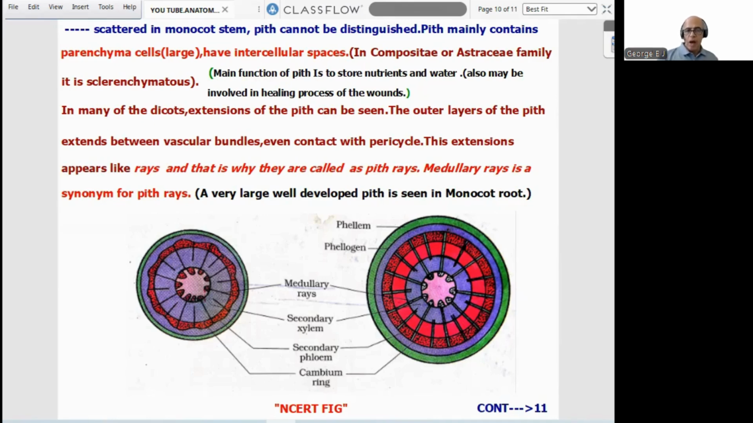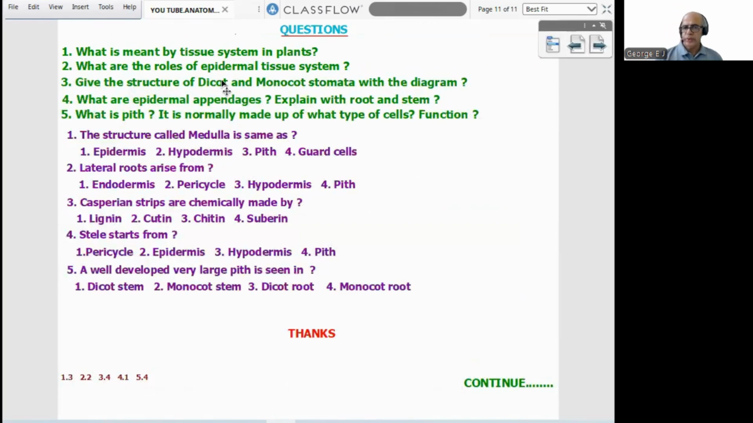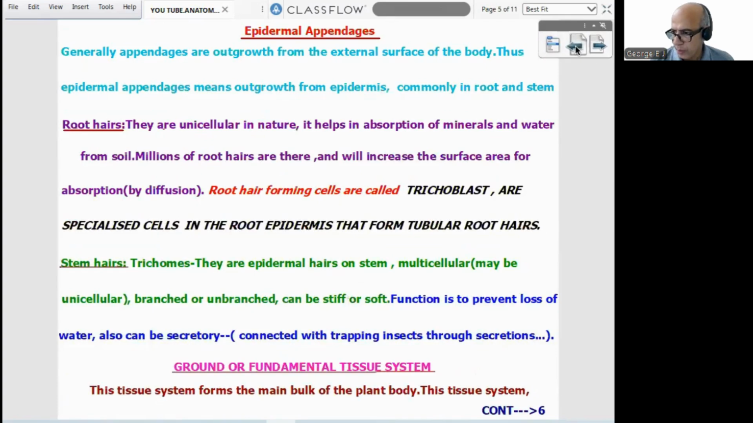A very large, well-developed pith is seen in the monocot root. This is connected with secondary thickening, which is not in the present NCERT, but here you can find medullary rays or pith rays. For that I put these two diagrams from the previous NCERT. Now after this, we can find 5 theory questions and 5 NEET model questions with the key. So we can just rewind what we learned in Anatomy of Flowering Plants, third one.